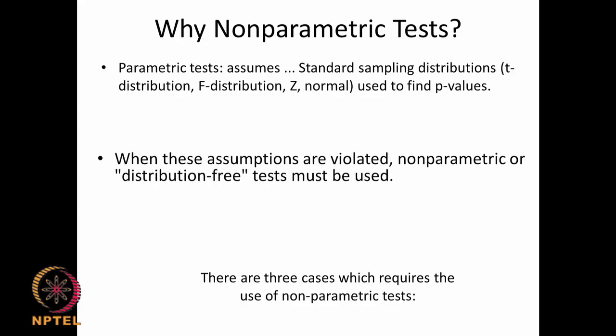But you can always have data which does not follow this type of distribution. Actually, they are distribution free data. We will look at what these distribution free data are. Then we still need to use some sort of test for comparing distribution free data, right? So they are called non-parametric tests. There are three cases which require the use of non-parametric tests. What are those three cases?